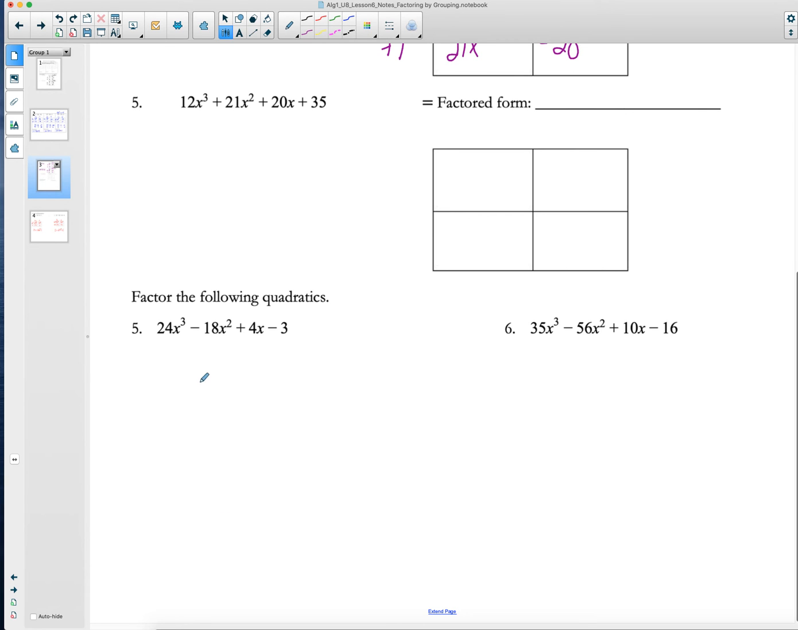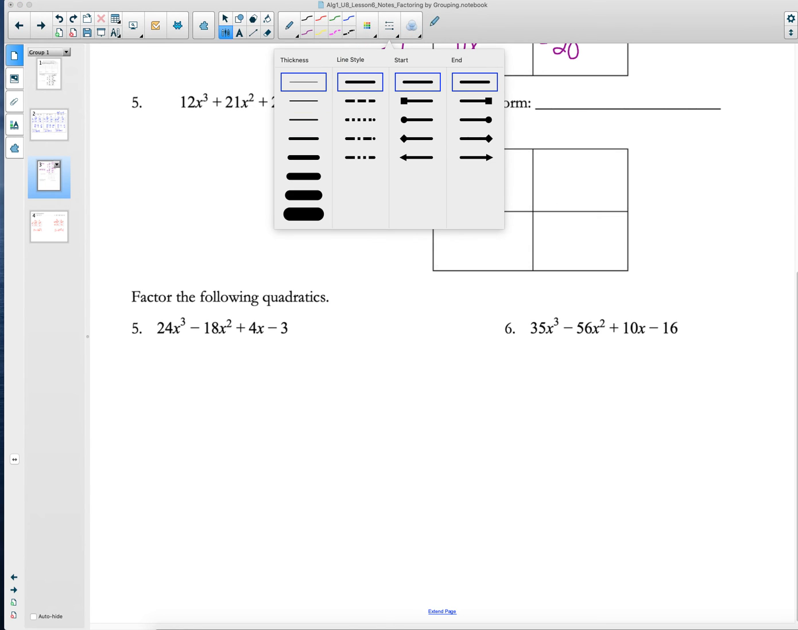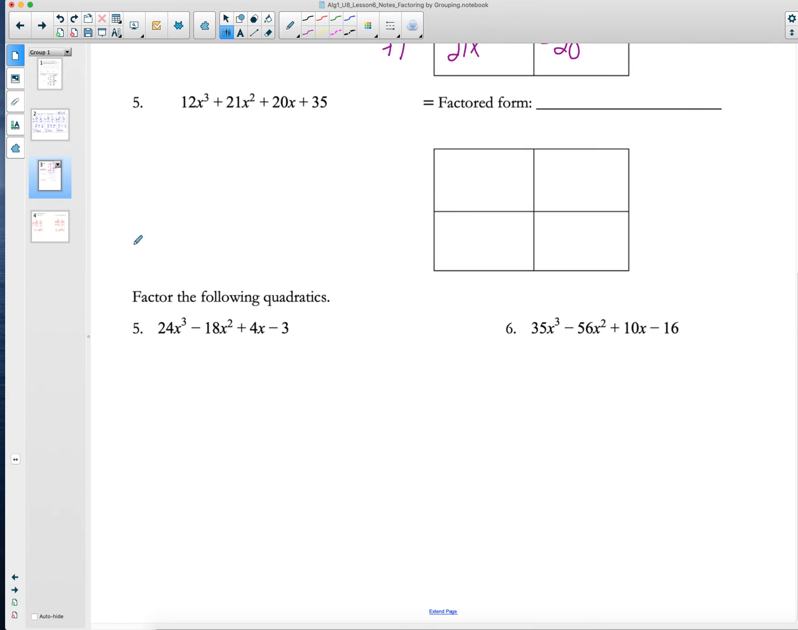All right, so I had a kind of a change of plan as I was recording this. So I have the work for these 2 on the next slide, but I'll work through this one with you now. Once again, no GCF for this guy, so we can jump right into our area model. So I'm just going to drop 12x cubed in here, 21x squared here, 20x here, and 35 here.